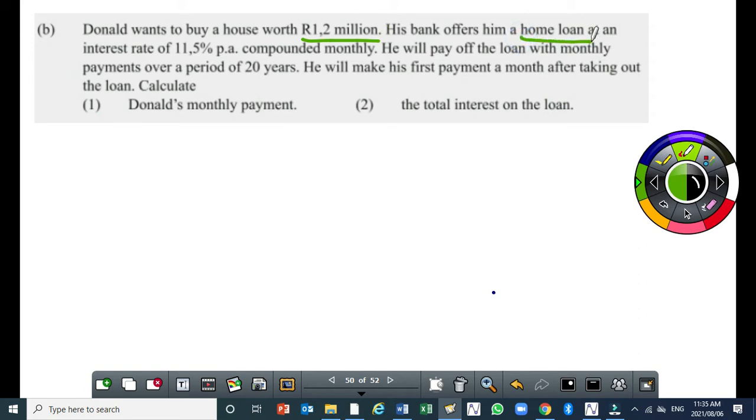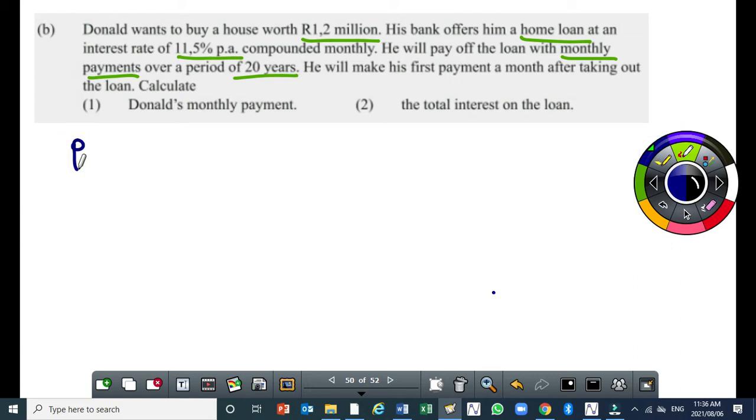Okay, so the interest rate is fixed, and he's going to pay the loan using monthly payments over a period of 20 years. So we are dealing with present value, which money was borrowed. Right, so you make this first payment a month after taking out the loan, calculate Donald's monthly payment. So we are calculating X here, okay, the monthly payment.